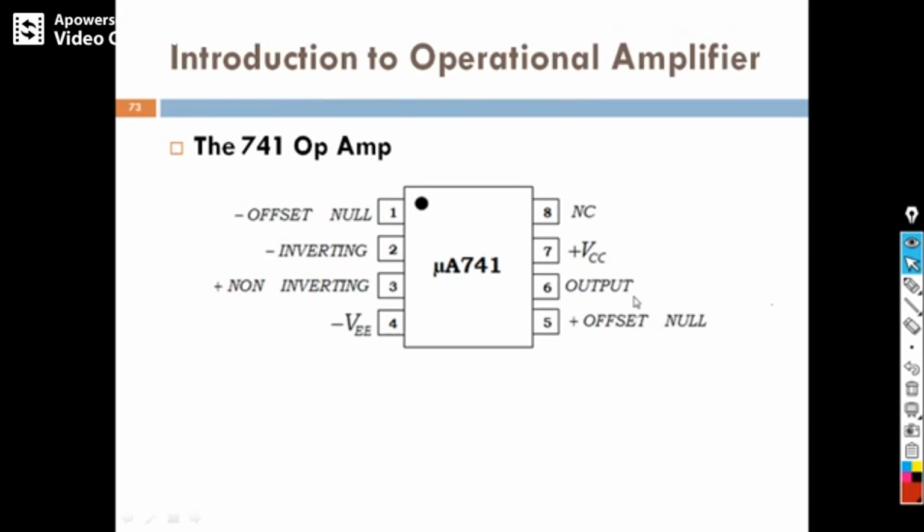We are using operational amplifier 741, op-amp 741. You can see it is an 8-pin IC. Here you can see this is the inverting terminal, and this is the non-inverting terminal. This is the output terminal, VCC. All those things you can see.